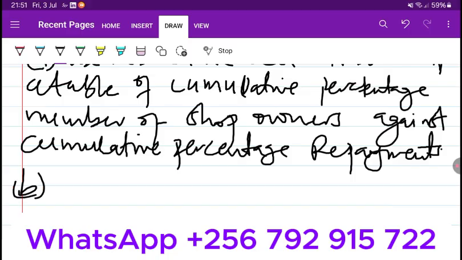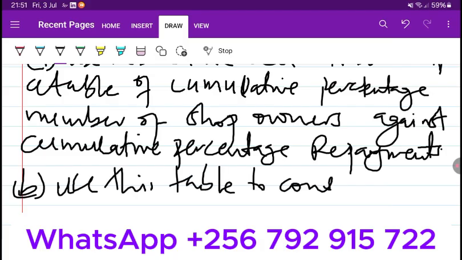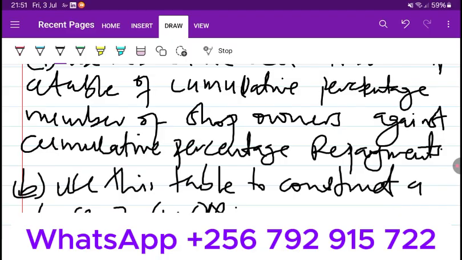Then part B, they want us to use this table to construct a Lorenz curve. So the first question, even if they had not asked us to get a table, there is no way we are going to be able to draw a Lorenz curve minus us first constructing the Lorenz frequency distribution, the cumulative frequency distribution table for that Lorenz curve.